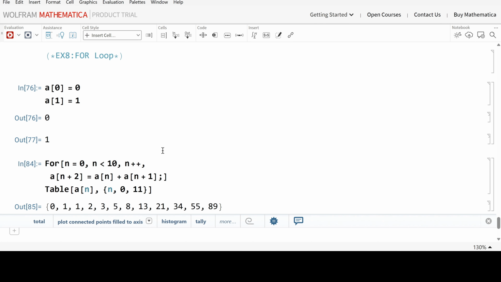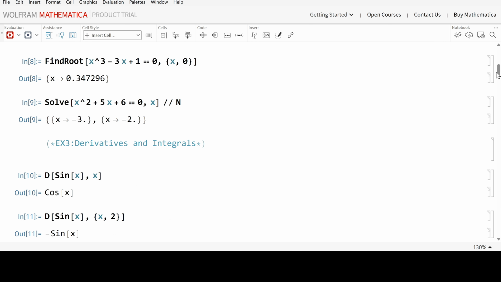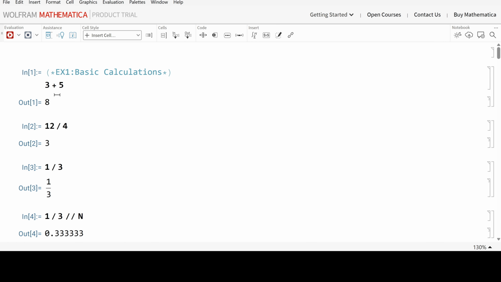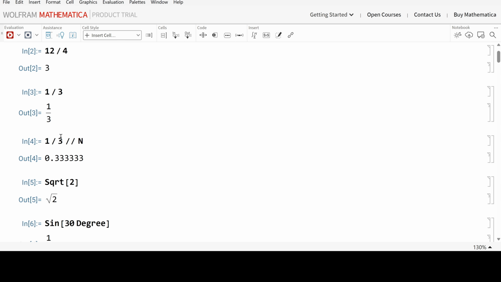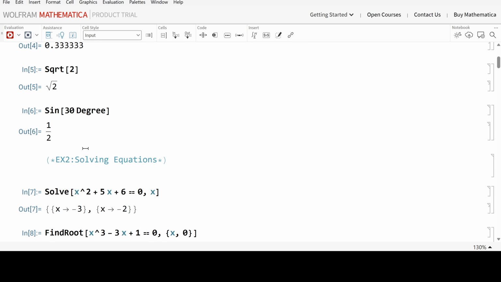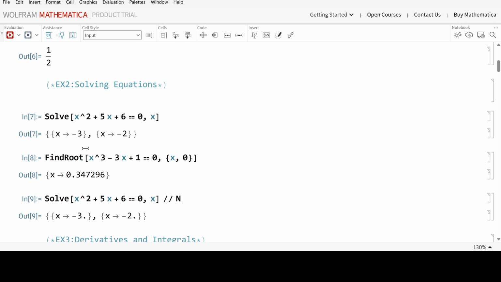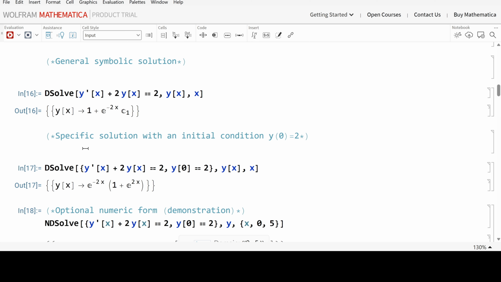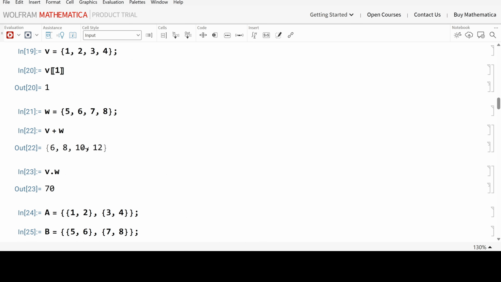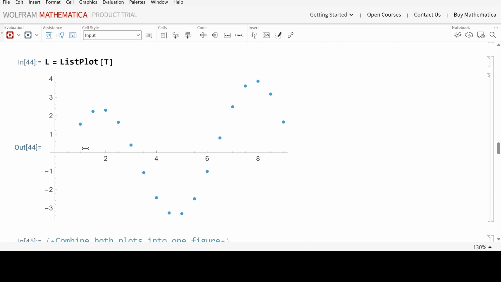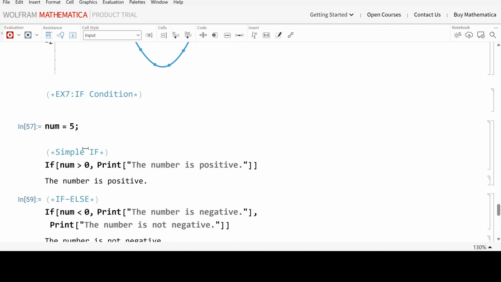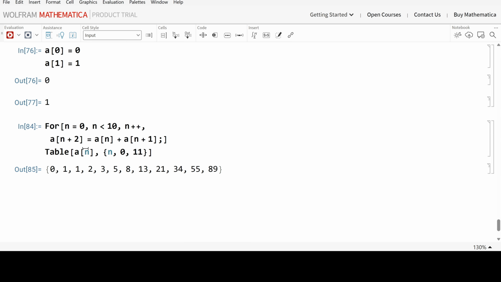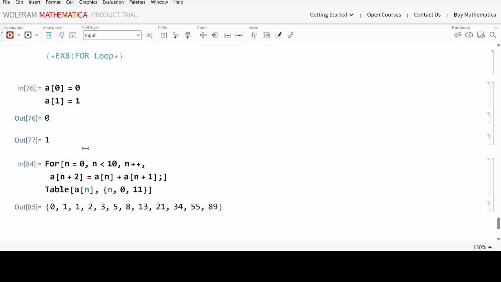Let's review everything we've learned. We began with the basics, how to run commands with Shift plus Enter, and how to use N for numerical results. Then we explored equations, derivatives, integrals, and differential equations. We worked with vectors and matrices, visualized data, and added logic with If and For loops. Mathematica brings together mathematics, programming, and visualization in one seamless system.